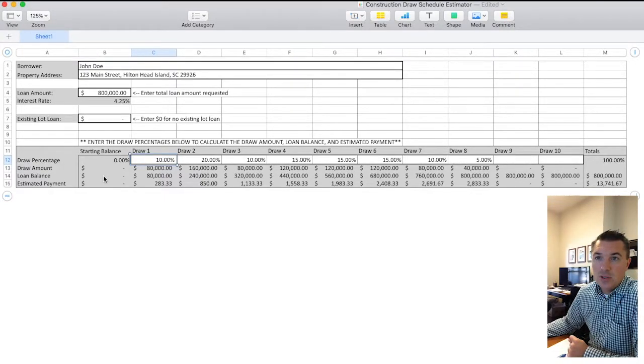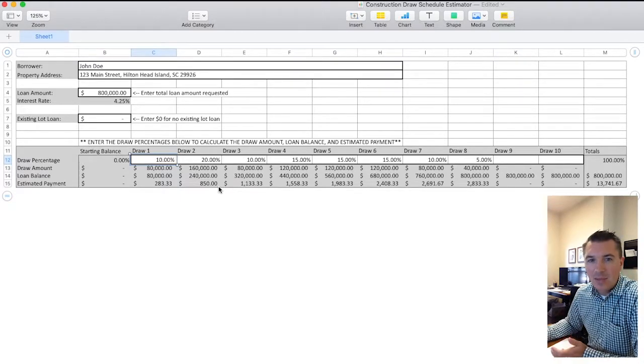So what we're simply saying is, after the first draw, that might be immediately right after closing if it's a deposit of some kind, but whenever that is, essentially a balance of 10% is $80,000, and this would be a rough estimate of the payment if it were based on that amount for 1 month. Similarly, if it then grows, another 20% comes out on draw 2. You've got an additional $160,000, a total loan of $240,000. And if that were a 1 month payment sitting there at $240,000, it's about $850.